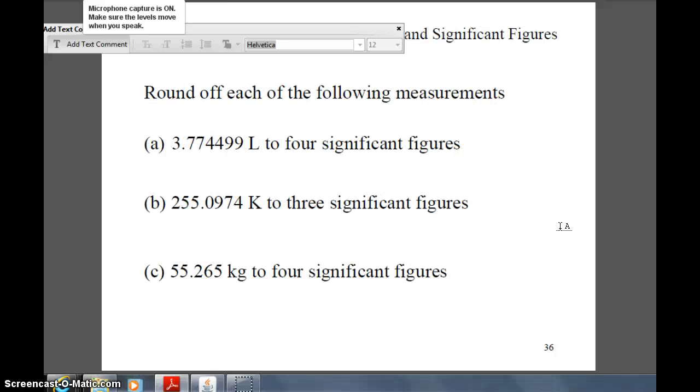So for example, if the question says round off each of the following measurements, 3.774499 liters to 4 sig figs. So again, you're going to begin from the left hand side. 1, 2, 3, 4. So you see what's coming next. Since the next digit is 4, you basically say that this is going to be just 3.774 liters is your answer.